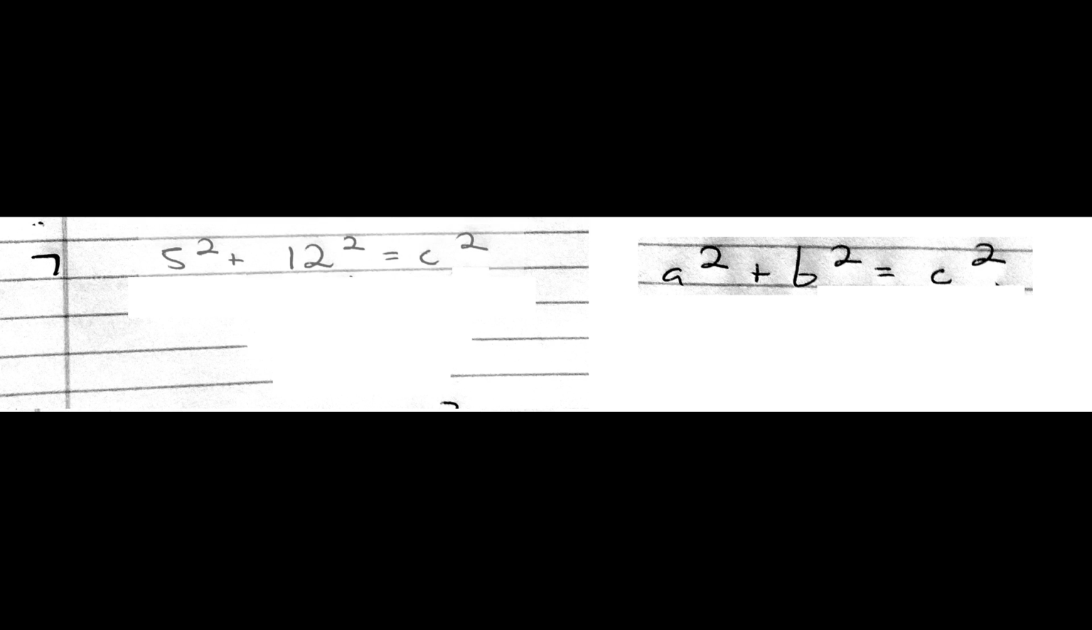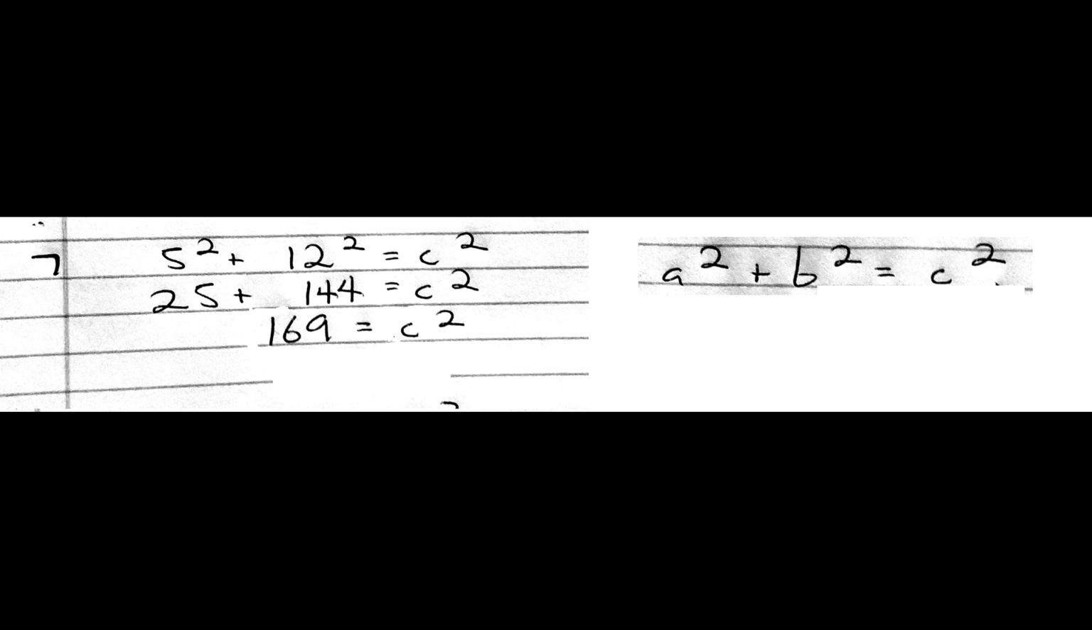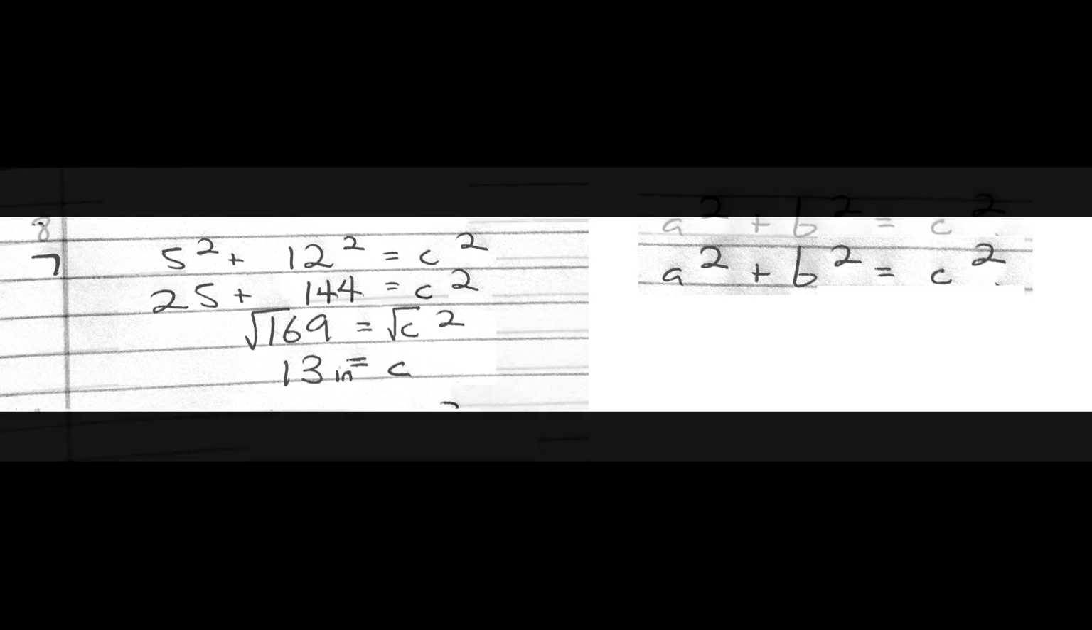Again, we start with our theorem, a squared plus b squared is c squared, and fill in our sides. This is the substitution part I was talking about. 5 squared is 25, 12 squared is 144, 25 plus 144 is 169, which is a familiar perfect square. So now you take the square root, and we now have 13 inches is our C. All right, don't forget that square root. That is the very last step you take every single time.